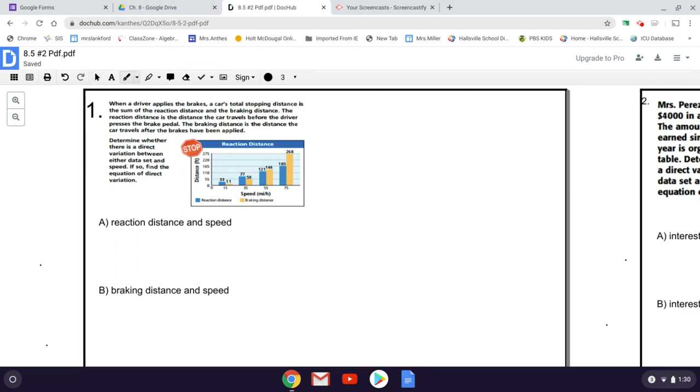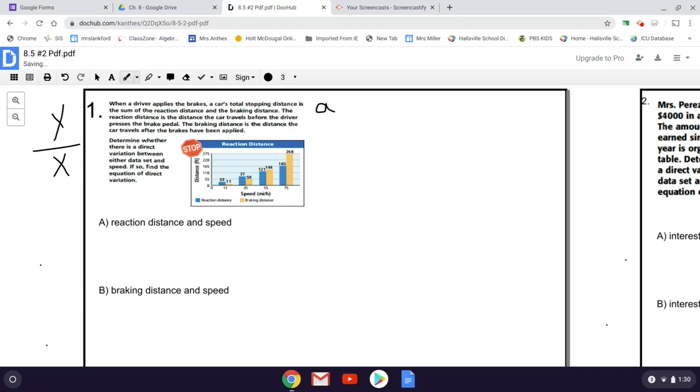So we're looking at the difference between when the driver applies the brake and the reaction distance. So how long the car travels before the person reacts by stepping on the brake. And then we're looking at the braking distance versus the speed. So the distance it takes the car to stop, versus how fast they're going. So remember, for direct variation, we're always going to put y over x. And that's how we determine if it is a direct variation.